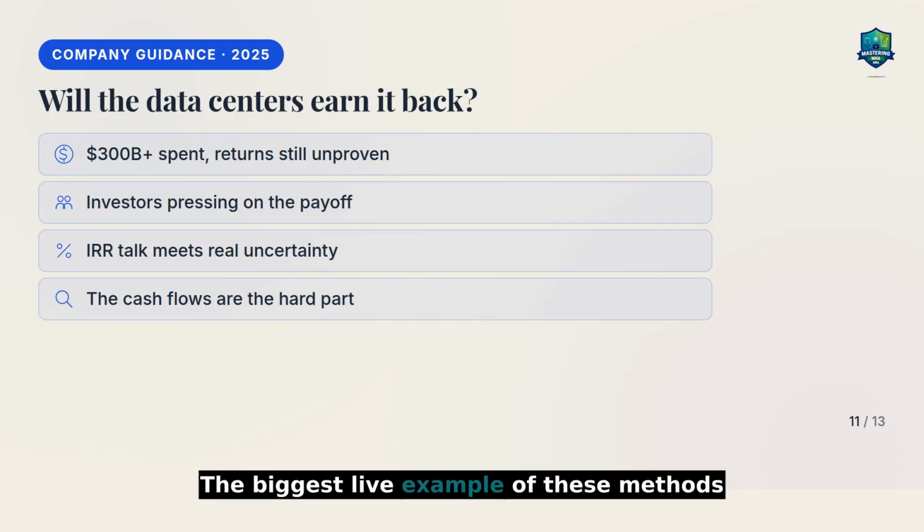The biggest live example of these methods is the AI build-out. The cloud giants committed more than $300 billion in 2025, and investors keep asking the same question these tools are built to answer. When does this pay off and at what rate of return? The methods are easy. The internal rate of return formula has not changed. The hard part, as always, is the cash flow forecast feeding it. Nobody yet knows how much revenue these data centers will throw off. That uncertainty, not the math, is why these are the highest stakes capital budgeting decisions of our era.